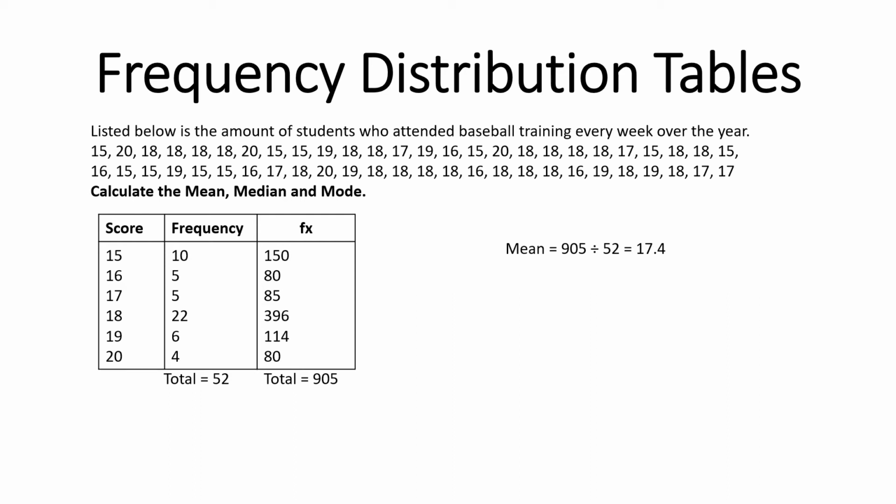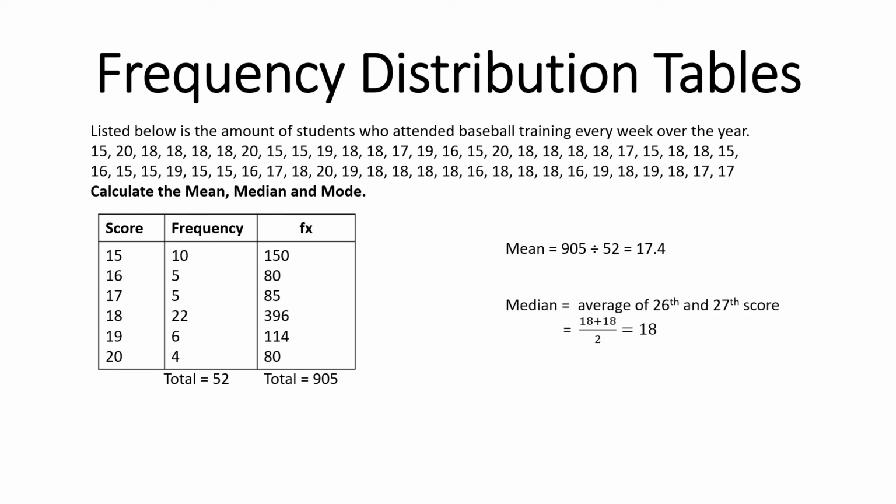To calculate the mean, we take the total of the FX column, 905, and divide it by our total frequency, or how many pieces of data we had, which was 52. So our mean is 17.4.